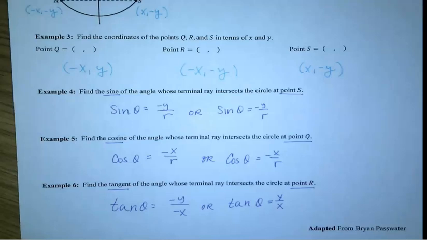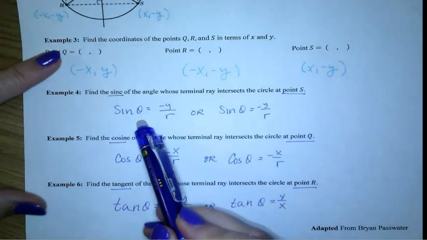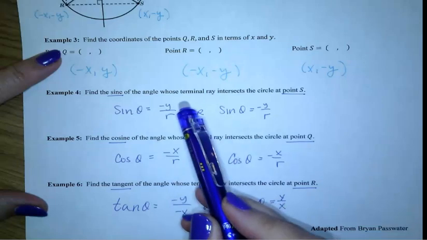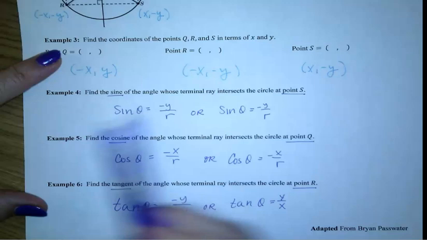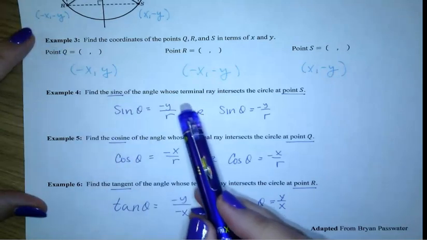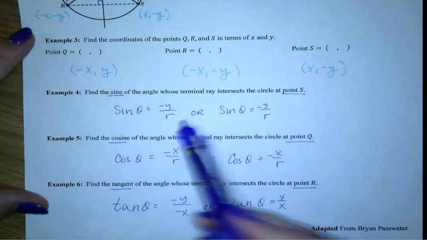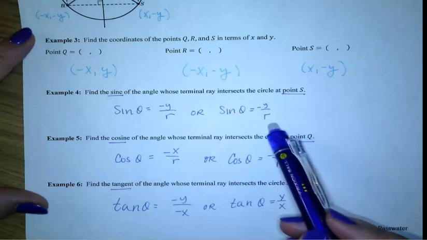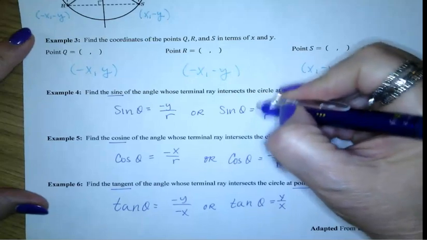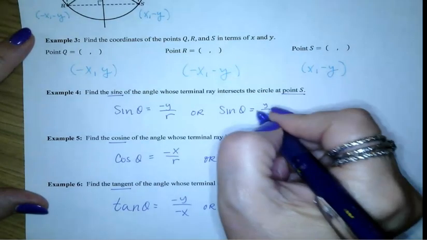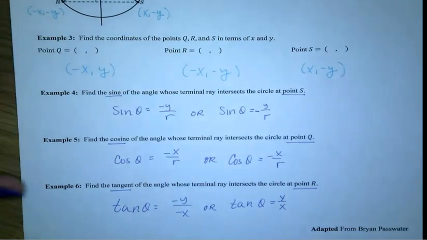Okay, let's see how you did. So in this one, sine of theta has the vertical displacement over the radius. And so when I look at my point, I'm going to have negative y over r. Or you could have that negative in front of the fraction. You could pull that in front like right here and make the whole thing negative.